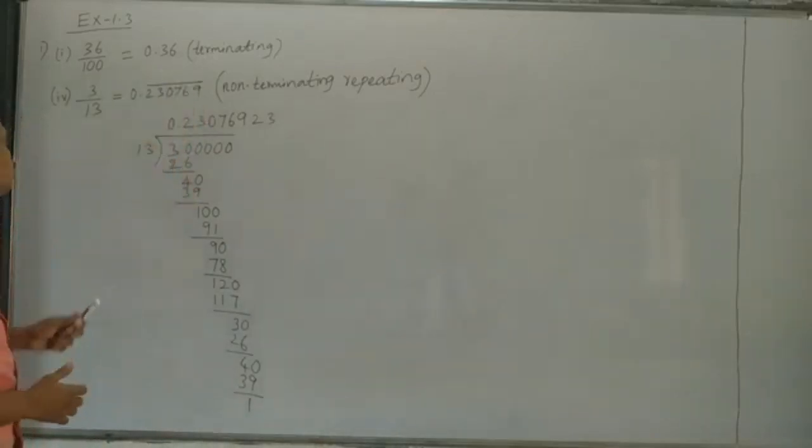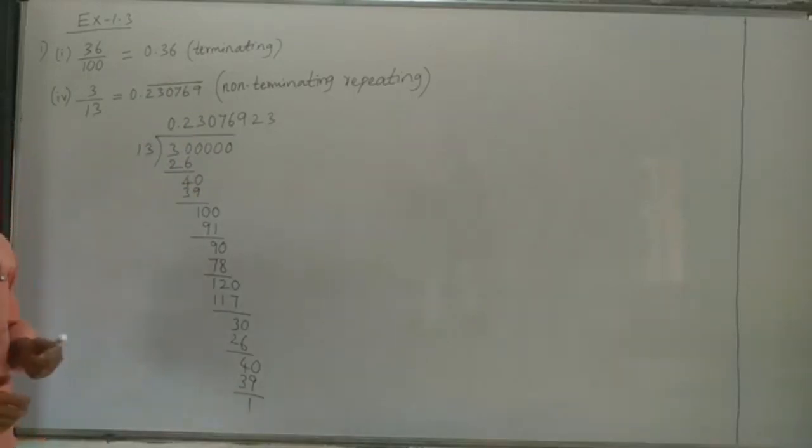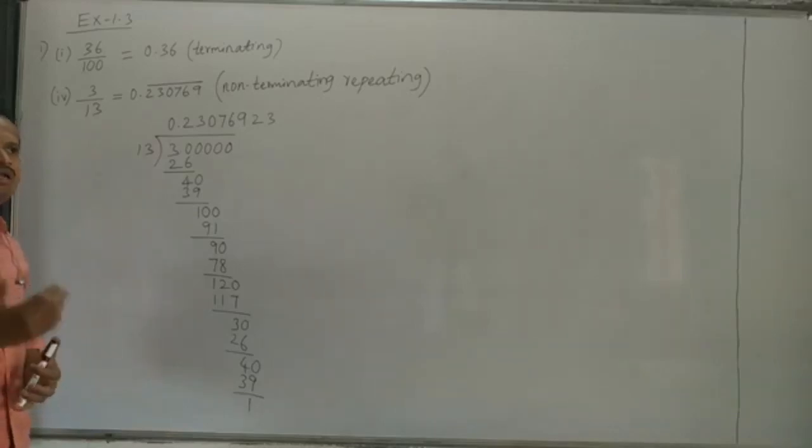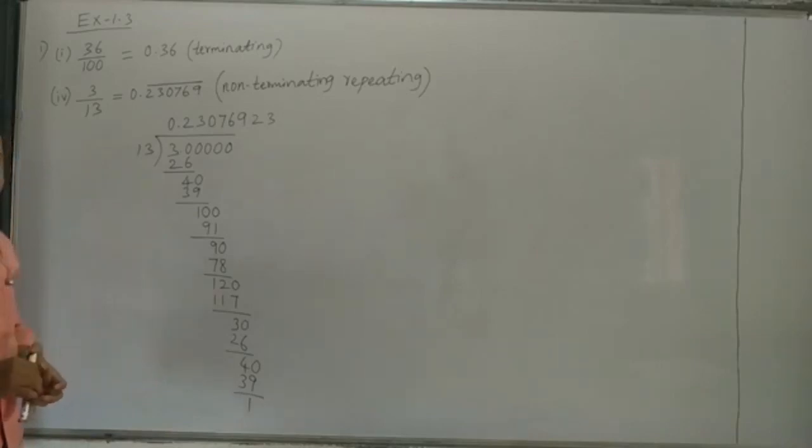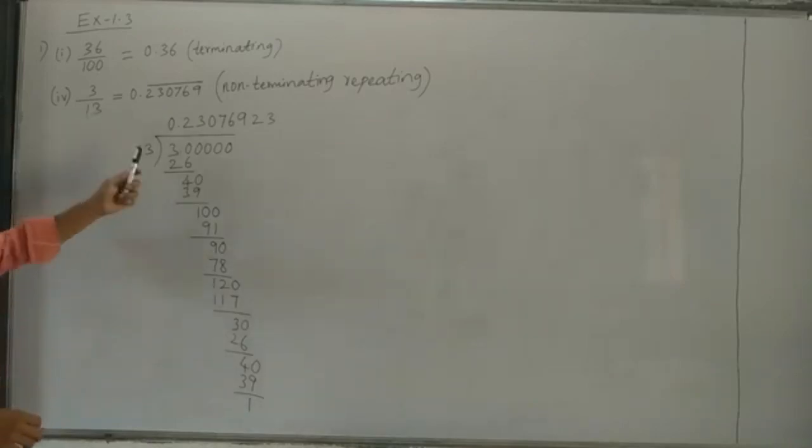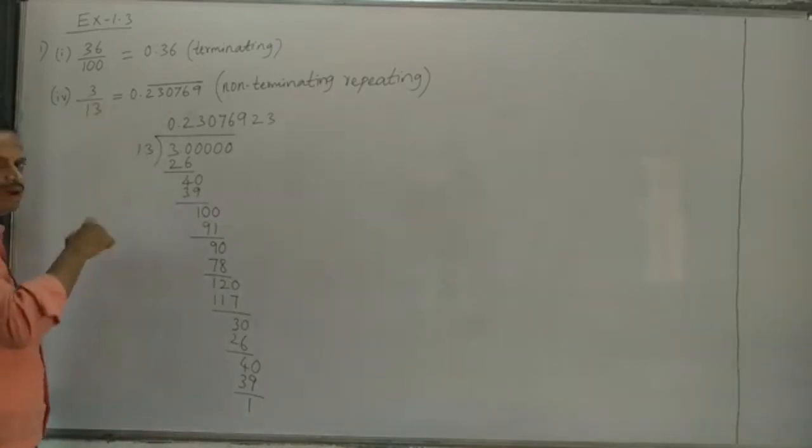Now you take the fourth option, it is given 3 by 13. It is in P by Q form, so it is rational, but we have to say the decimal expansion. So what kind of decimal? Whether terminating decimal or non-terminating repeating decimal. You have to say by dividing it and finding the decimal value. So I am dividing 3 by 13.